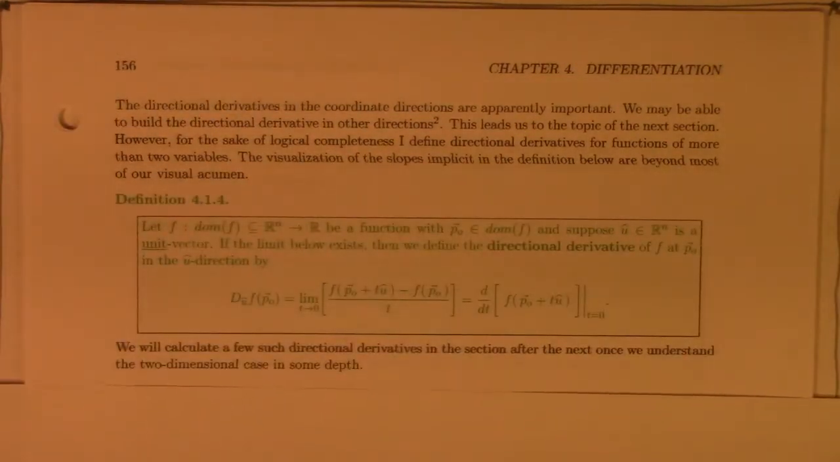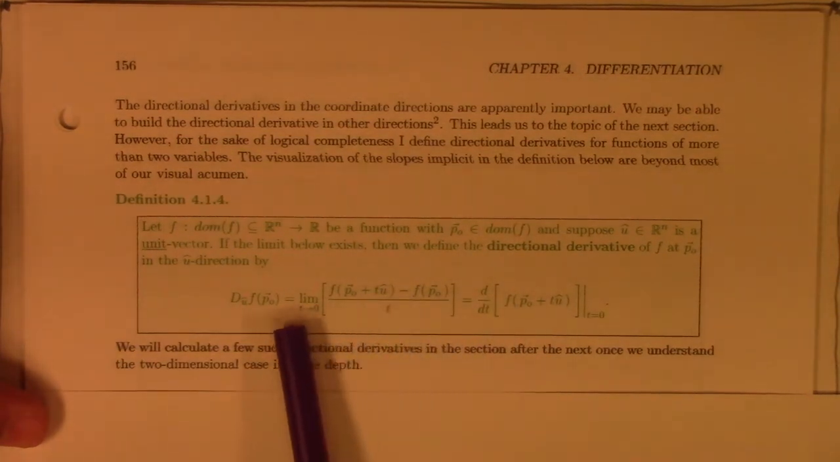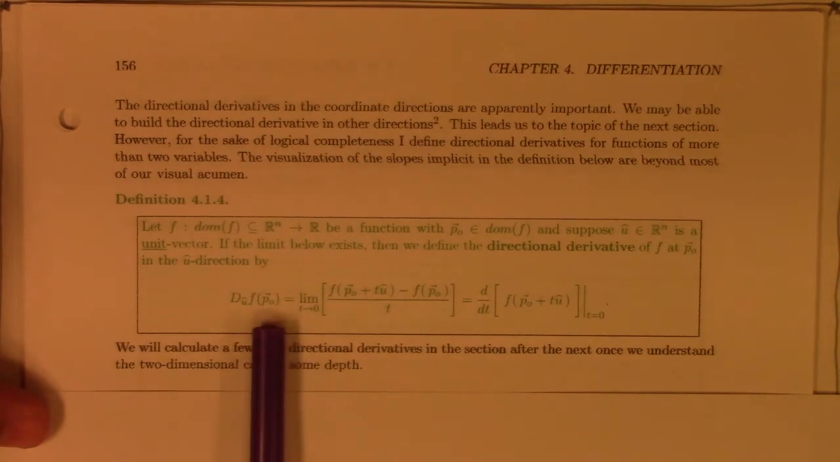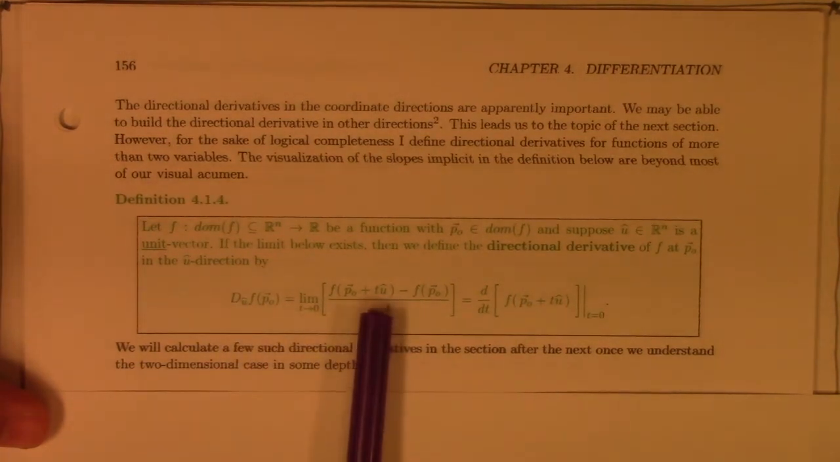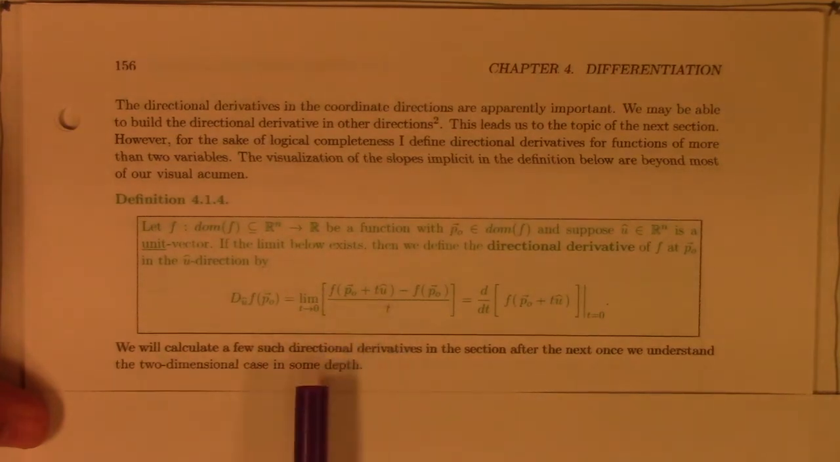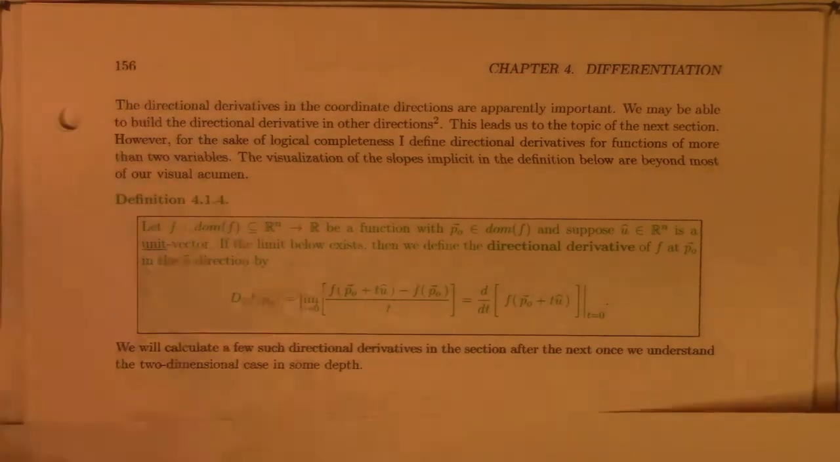So in short, for the directional derivative in general, we just take the function we're interested in, and we evaluate it along a line which is centered at the point we're calculating the directional derivative at, with a direction vector, a unit vector pointing in the direction we're calculating the change with respect to. And so that's how you calculate a directional derivative.